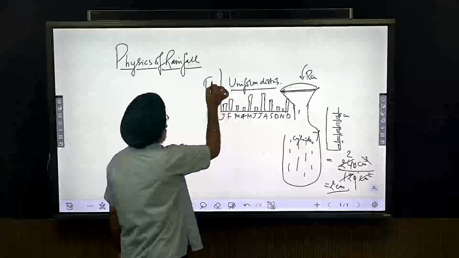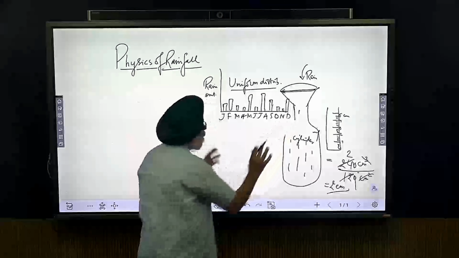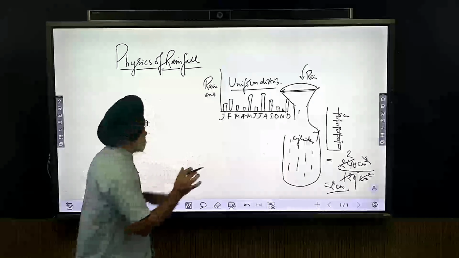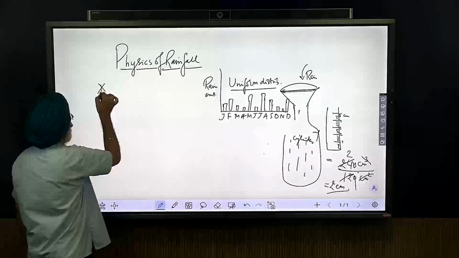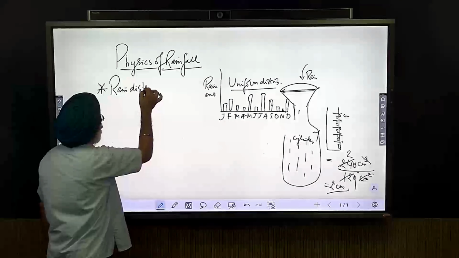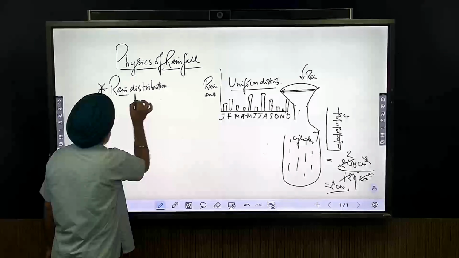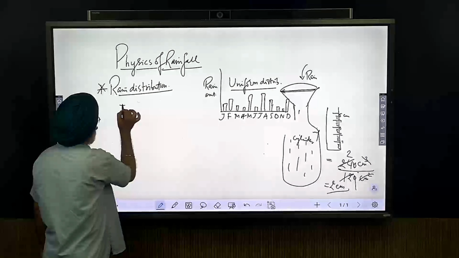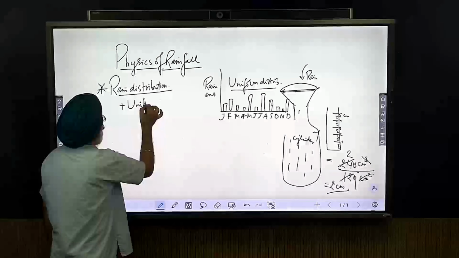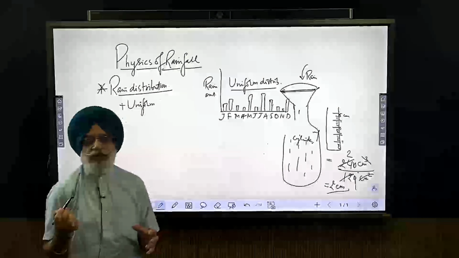So, here is the rain amount. You can say throughout the year, in every month, you have some amount of rainfall, it is uniformly spread. So our second point was rain distribution. Amount and distribution, distribution is more important than this. So here the first point is uniform. This is uniform distribution and this is good.